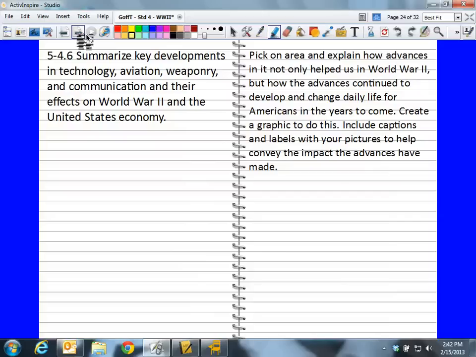I want you to create a graphic to do this and include captions and labels with your pictures to help convey the impact the advances have made. So creating a visual this time, pick some advancement in technology or in medicine or in aviation, and focus on that and create an illustration to go along with your notes today. Finish.